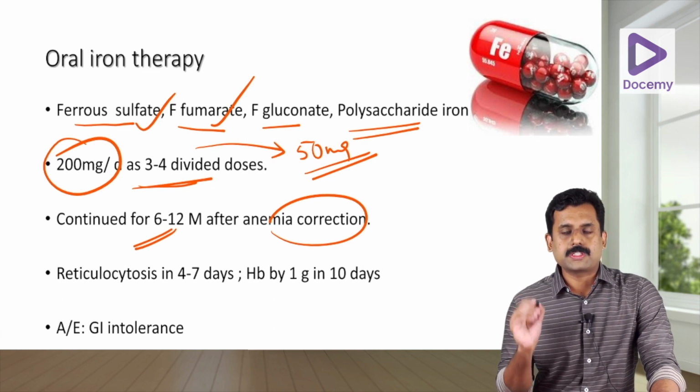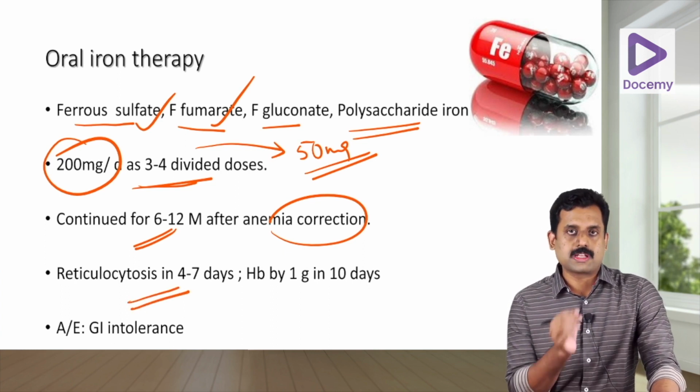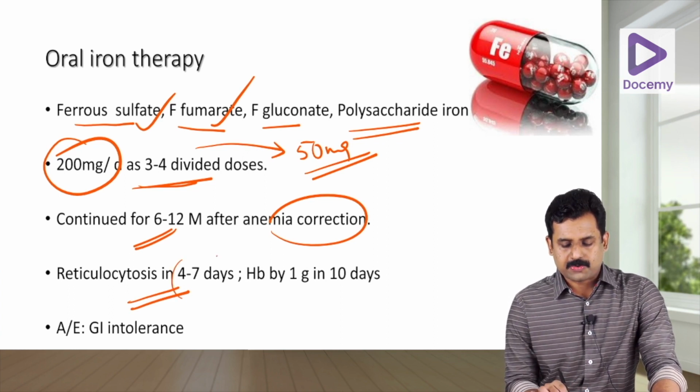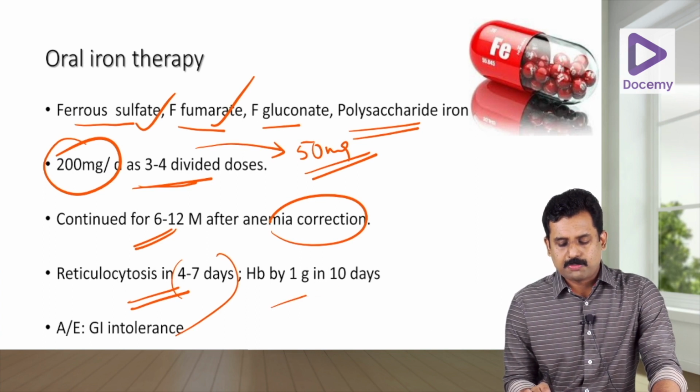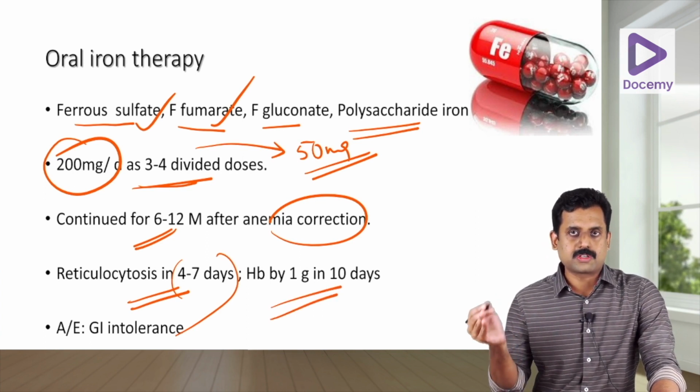And what will be the first response? The first response will be reticulocytosis, which was once asked as an MCQ during entrance exams. The first response happens in 4 to 7 days, and usually your hemoglobin increases by 1 gram in 10 days. And later the response comes down.